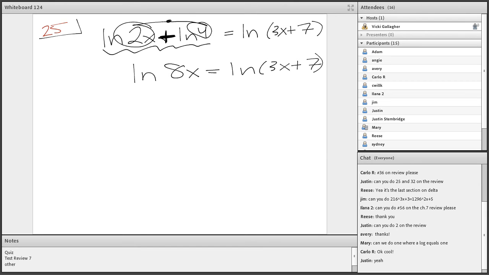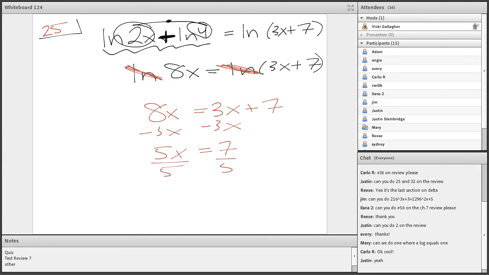And now that both sides are taking the natural log, I can actually cancel out my natural logs. And I can just make the part that was next to the natural log equal. So that is 7/5 for the final answer. So again, that's kind of the same as when we were doing the get a common base and then cancel them out. So you can do the same thing with logs. If you can get the same log on both sides of the equal sign, then you can just cancel them out.